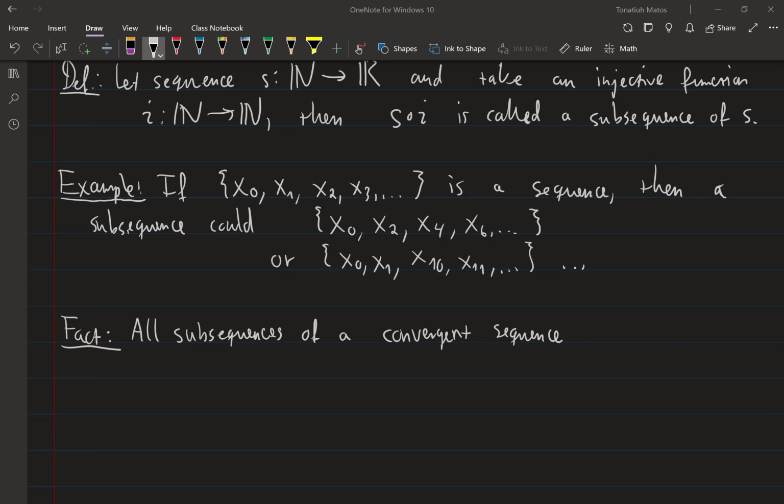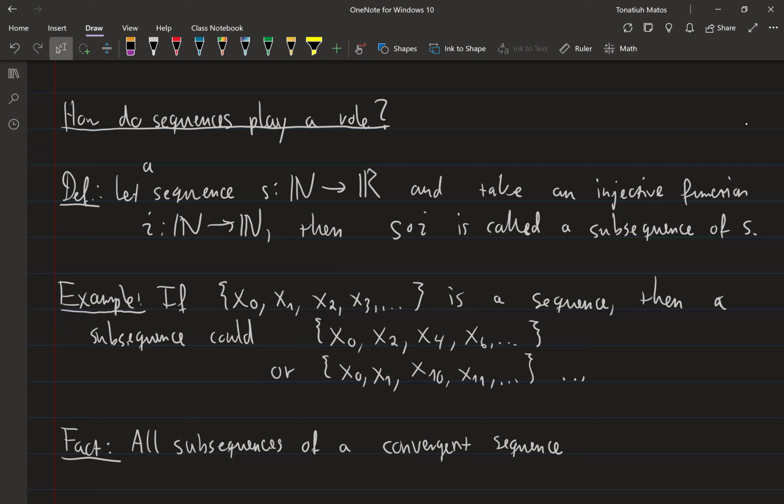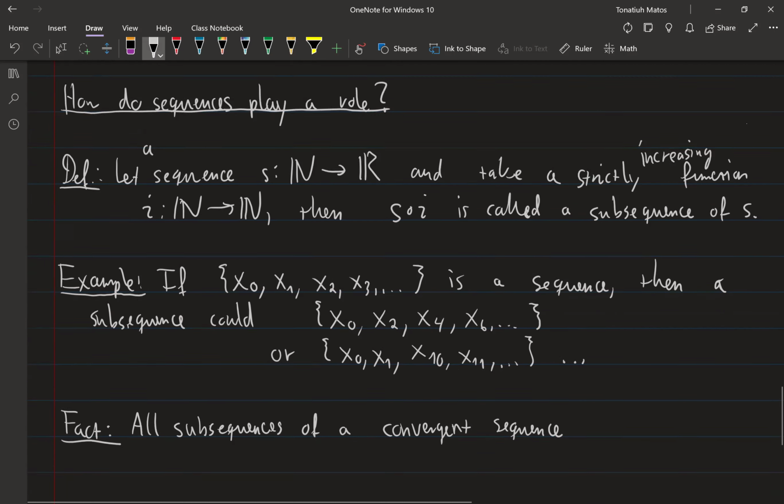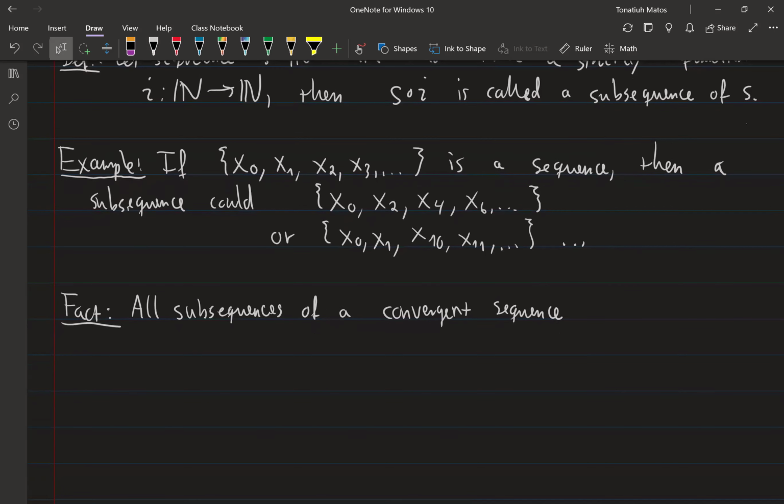And oh, okay. I just have a question in the chat. You're right. It's not enough for it to be injective, if I want this not to change the order. Thank you. This is very good. Strictly increasing, of course. Injective would mean that I'm allowed to do x0, x4, and then x2, and then x6. And no, no, no. Strictly increasing. Thank you. Yes. No, don't change the order. That's a really good observation.